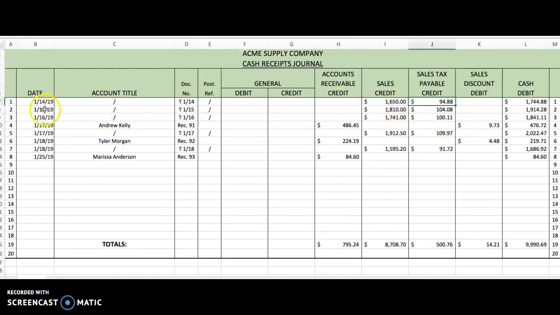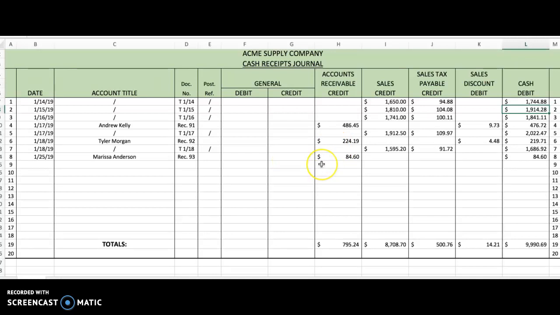The next day, January 15th, again, the same thing. Don't need anything in the account title. Cash register tape 115 is our source document. Nothing to be posted individually. So again, sales, sales tax, and cash are involved. And as you can see, I've given you three of them here. And as I said, these are very, very common transactions.